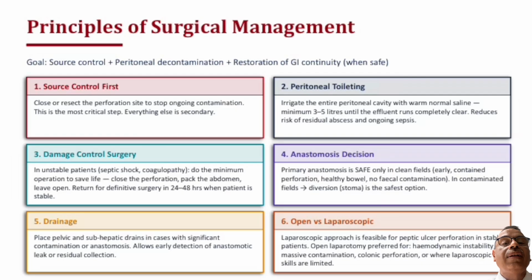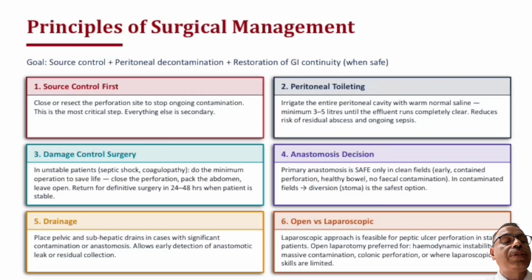That may be required, not in all cases, but in few cases whose general condition is not so good. Patient may not be able to take a more lengthy definitive surgery. Patient may be in shock or in coagulopathy. In such cases, do the minimum required procedure and stabilize the patient for at least 2 days, 48 hours, and then bring the patient back for definitive surgery. This is a damage control surgery which can be done.